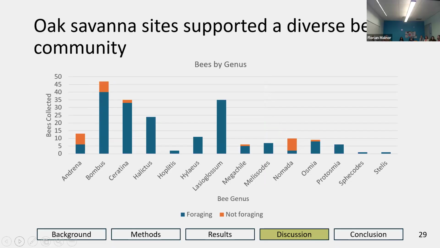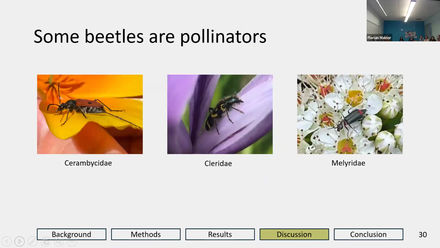But I didn't only collect bees. I also collected insects like beetles. Some beetles do pollinate. They're known to pollinate. Beetles from these 3 families, actually, that I found: longhorn beetles and checker beetles and soft-winged flower beetles. Some of the species of these families are known to be pollinators.